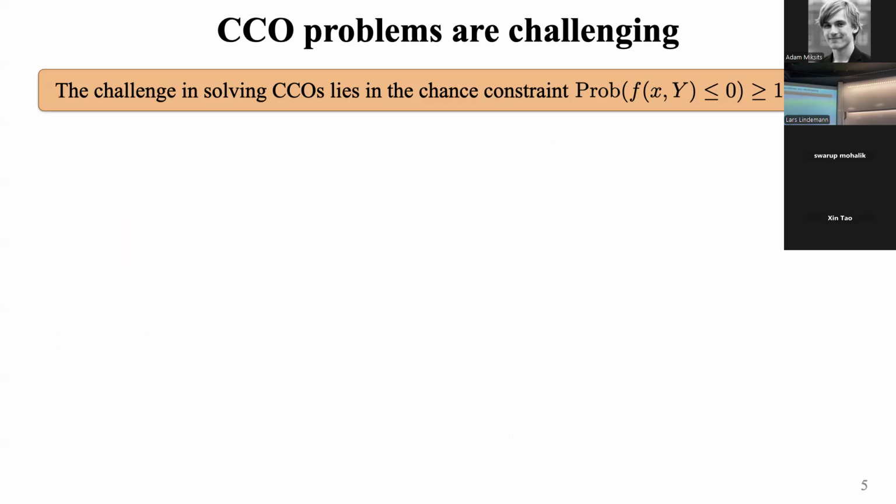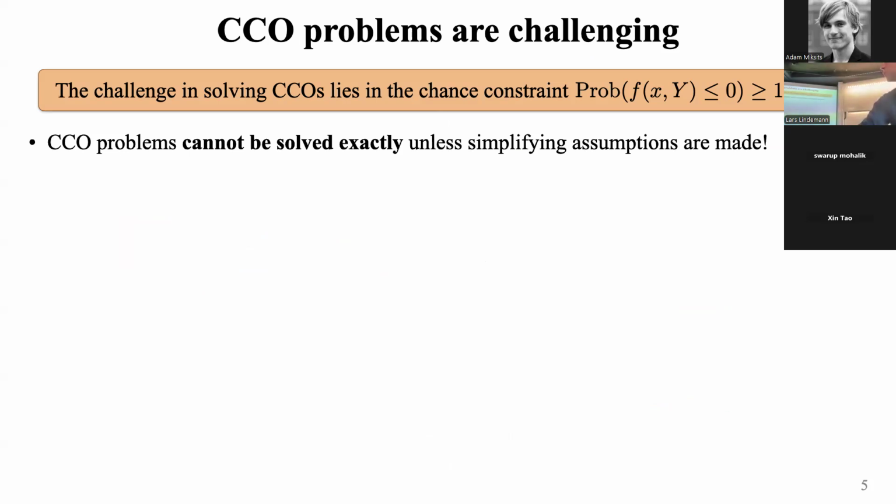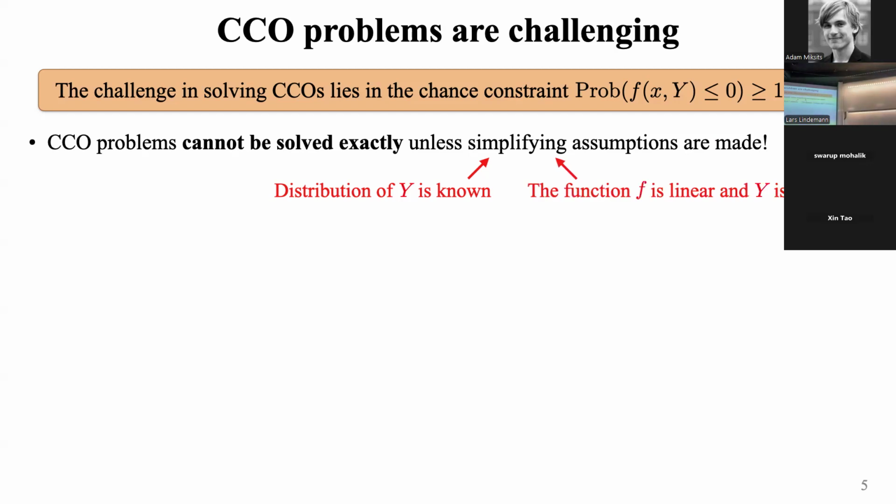What is the challenge in solving these CCOs? Well, the challenge is that you have the chance constraint in there, right? The probability is an integral, and it may be high dimensional, may be really hard to solve in general. You cannot solve these CCO problems exactly, so you cannot solve in closed form unless you make simplifying assumptions. For instance, you need to know the distribution of y to begin with. What's often assumed is it's Gaussian, for instance, right? And even if you know the distribution of y, you need to make assumptions on the function f, for instance, being linear, okay? Then if you have a linear problem with Gaussian noise, you can solve the problem. We know that.